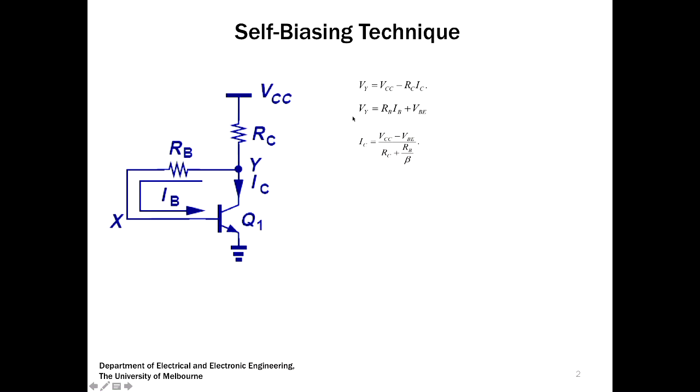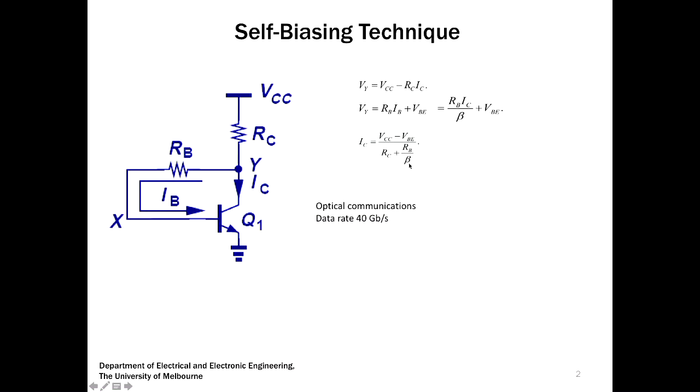So Vy got two equations: VCC minus IC into RC, and also using this branch, Vy equals IB RB plus VB. Which is equal to RB into IC by beta plus VB, because IB equals IC by beta. That's the reason we got IC equal to, from this equation, (VCC minus VB) by (RC plus RB by beta). It's a simple substitution.